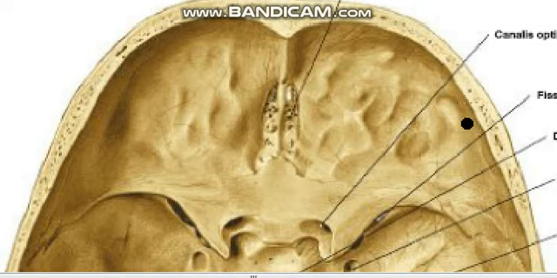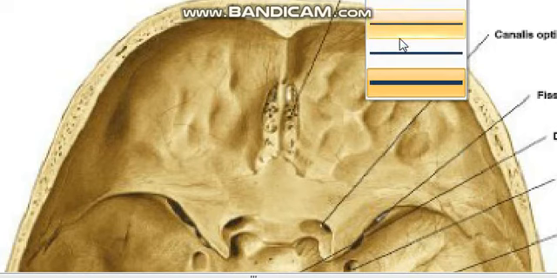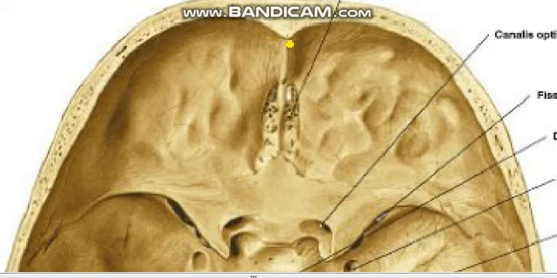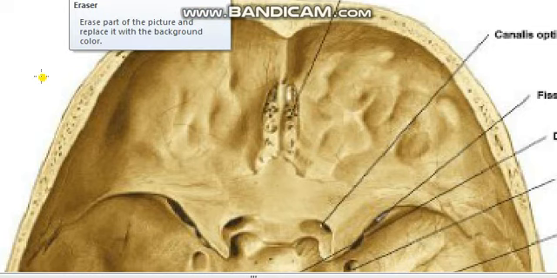Now if we go into some details, see over here in the middle you have the frontal crest. This is the frontal crest coming down from the squamous part of the frontal bone. So this is the frontal crest, and just behind the frontal crest you can make out there is a small opening over here.